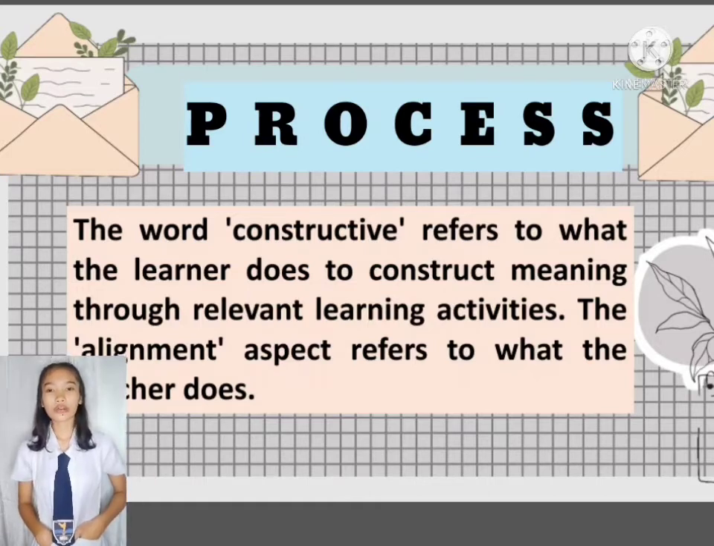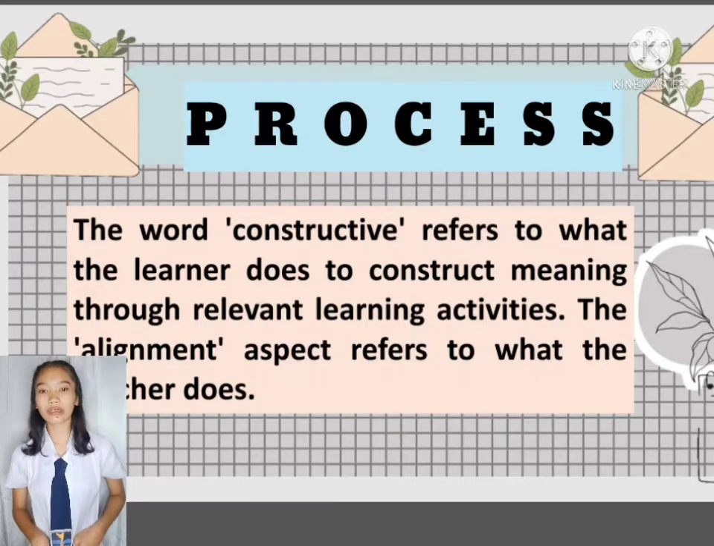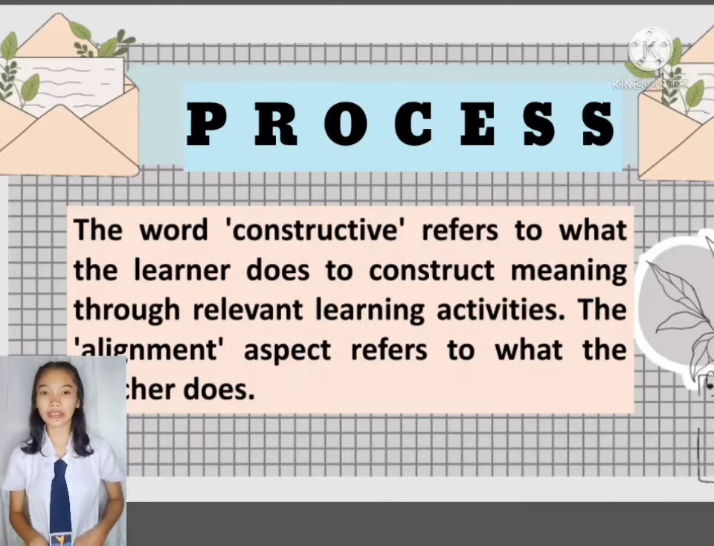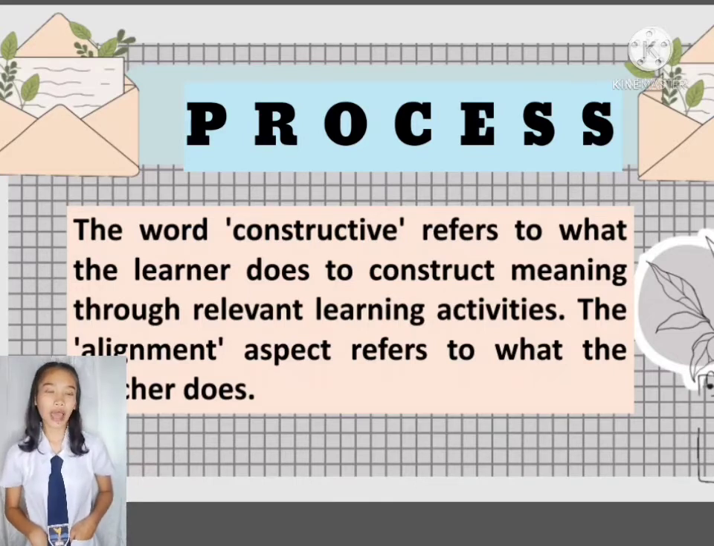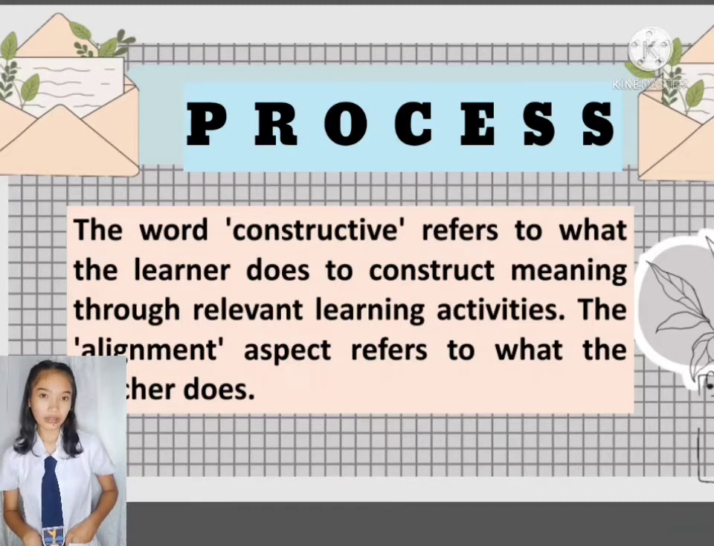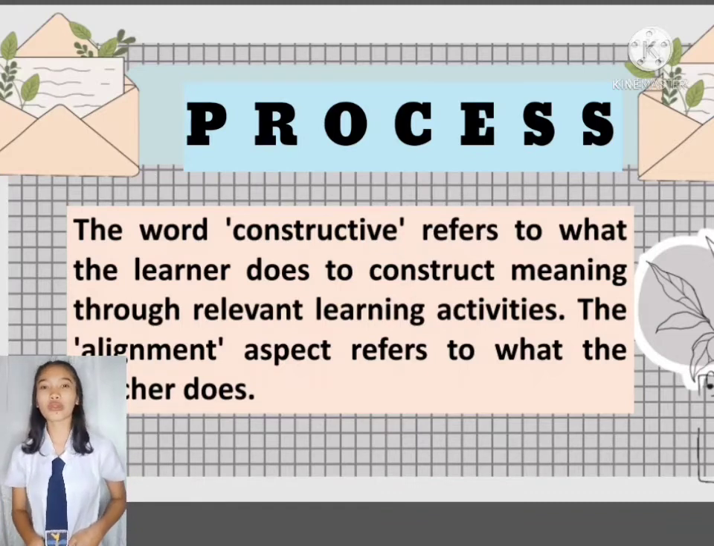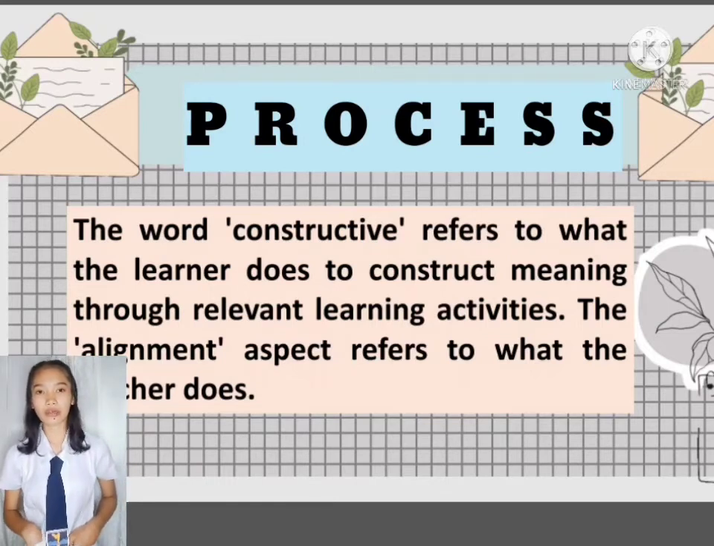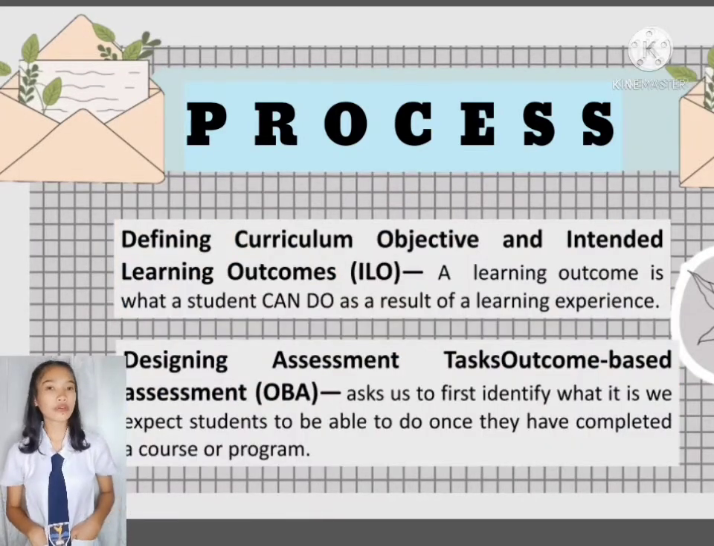Basically, the word constructive refers to what the learner does to construct meaning through relevant learning activities. The alignment aspect refers to what the teacher does. The key to the alignment is that the components in the teaching system, especially the teaching methods used and the assignment tasks, are aligned to the learning activities assumed in the intended outcomes. It starts with defining curriculum objectives and intended learning outcomes, or ILO.